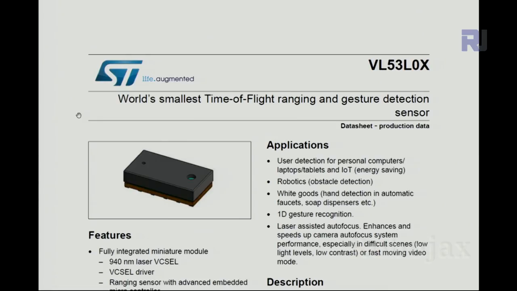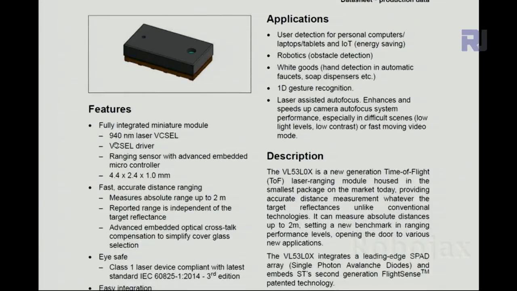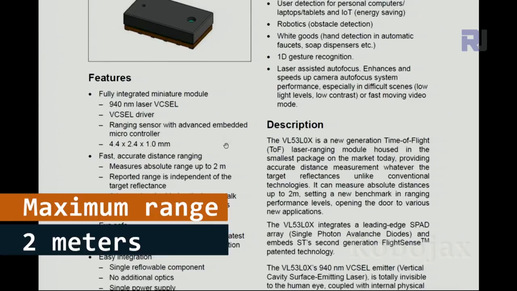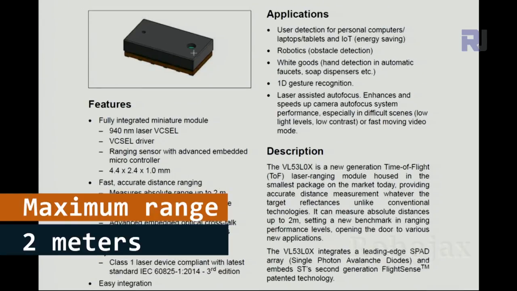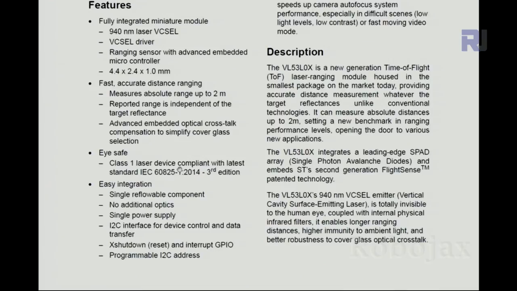This is a datasheet for the VL53L0X. And here are some of the specs. The maximum range is 2 meters. This is the actual chip that is attached on the module that you see. The sensor size is 4.4 by 2.4 by 1 millimeter, very tiny. Based on this classification, it's safe for the eye.